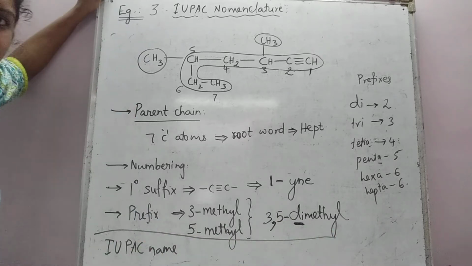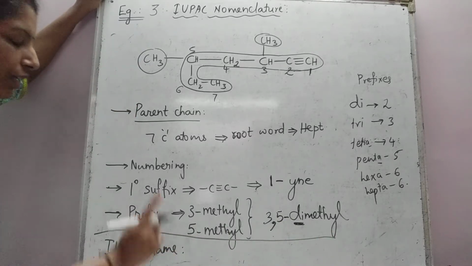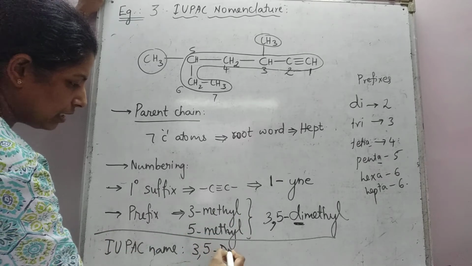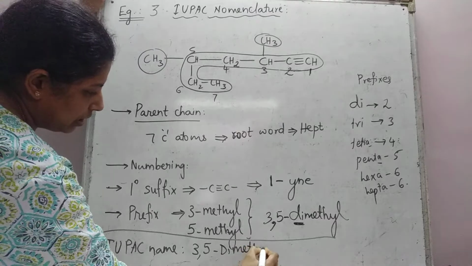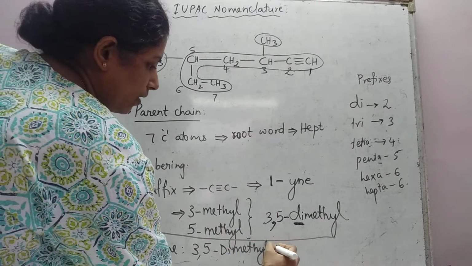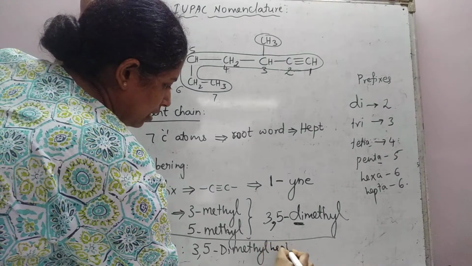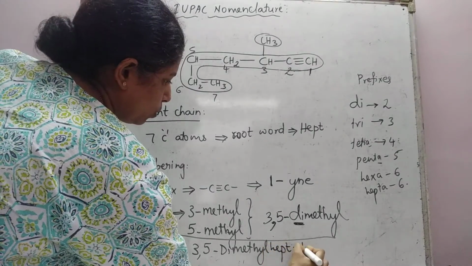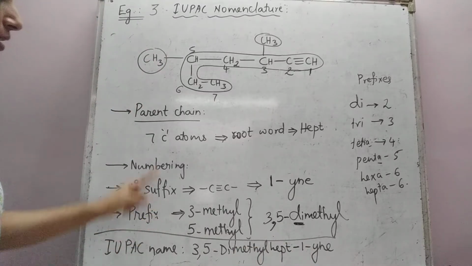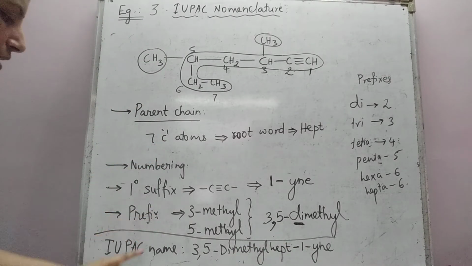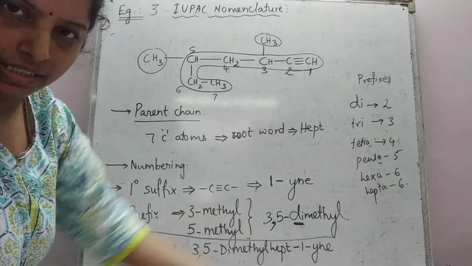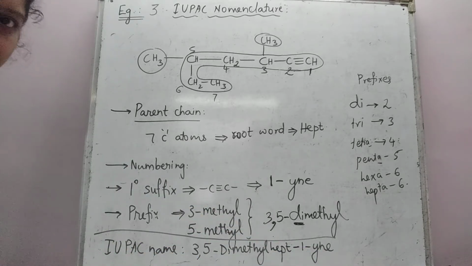Okay. Now what will be the IUPAC name? First of all, we write the prefix. The prefix is 3,5-dimethyl. Then the root word, hept, and the primary suffix, 1-ene. Prefix, root word, and then primary suffix. 3,5-dimethylhept-1-ene. This is the name of the compound.